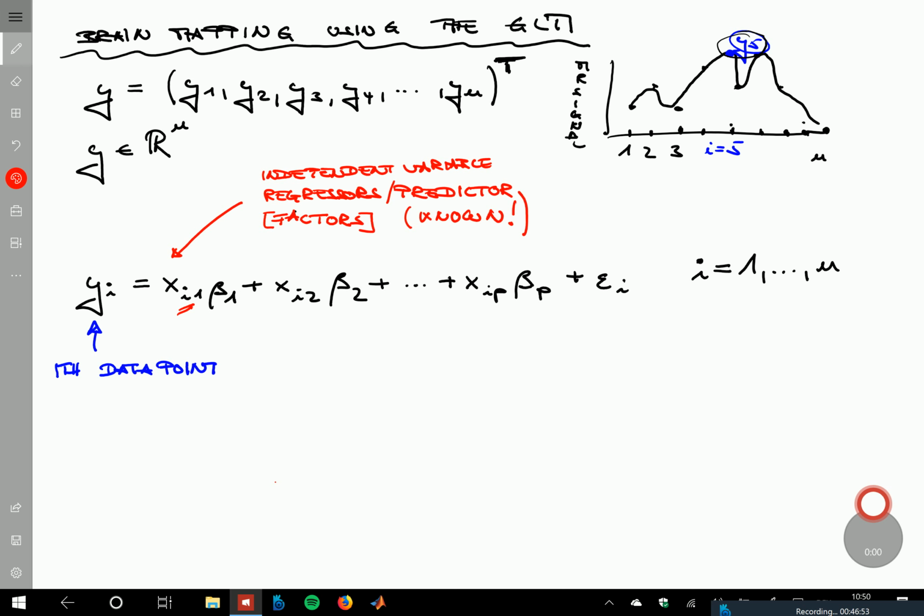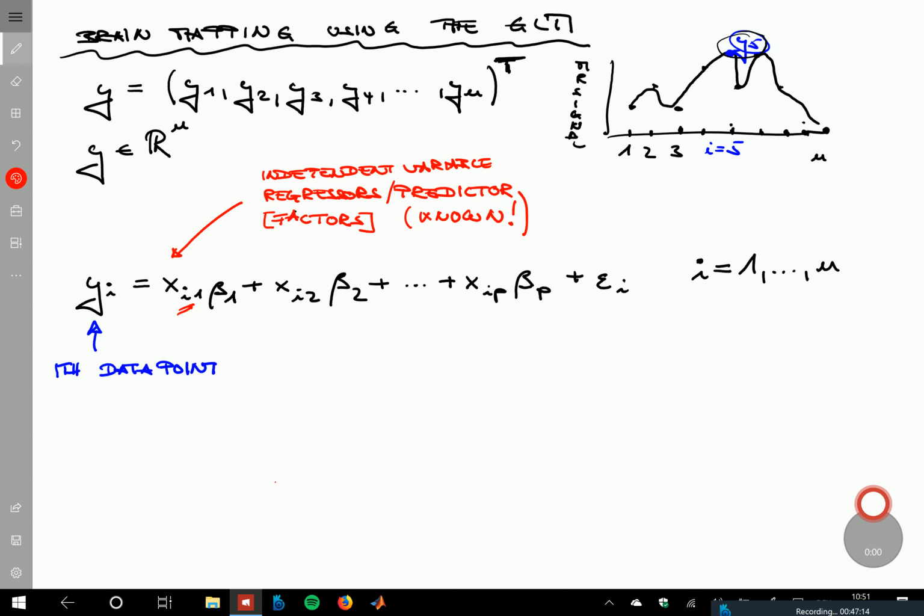So this is important. Try to dissociate this, because I think this is usually not clearly dissociated in undergrad statistics. So they are known, the regressors are known, they can take on different values for different indices i, and there can be p of them.